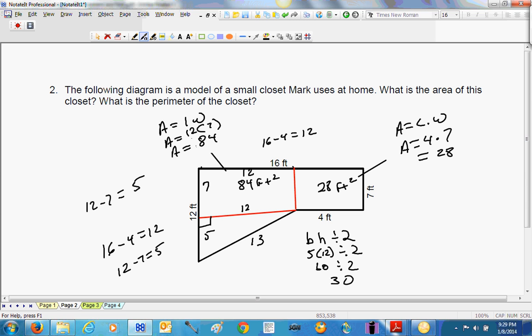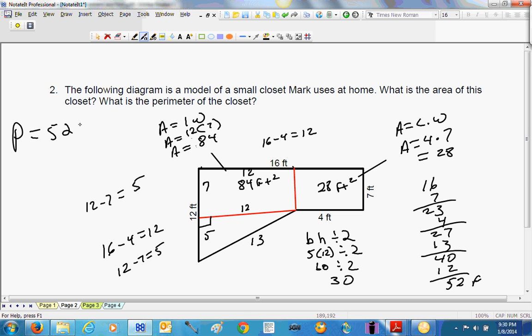So now what we have to do is add. And if we do so, we're going to add the perimeter, because it says what's the perimeter of the closet. 16 plus 7 plus 4 plus 13 plus 12. And what we're looking for is seeing how close this comes. So let's do it. 16 plus 7 is 23, plus 4 is 27, plus 13 is 40, plus 12 is 52 feet. So we get a perimeter of 52 feet.